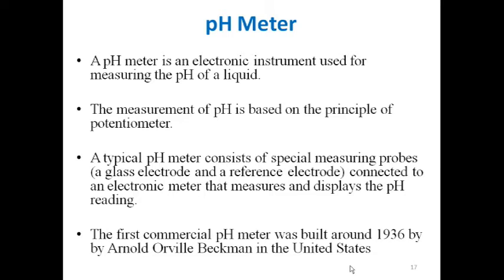A typical pH meter consists of two electrodes. The first is the glass electrode and the second is the reference electrode. These electrodes are connected by an electronic meter, also called a galvanometer, that measures and displays the pH of the unknown solution. It was made commercially available in 1936 by Arnold Beckman in the United States.